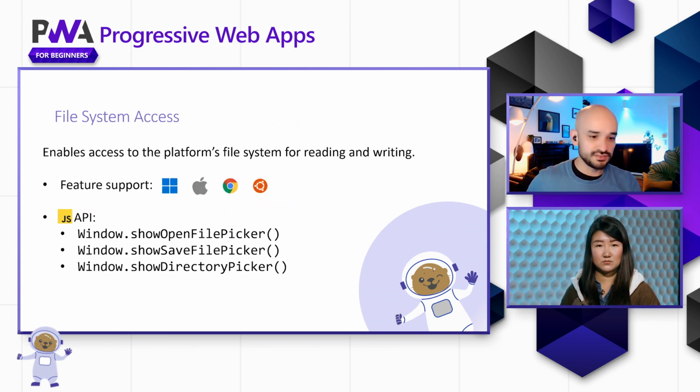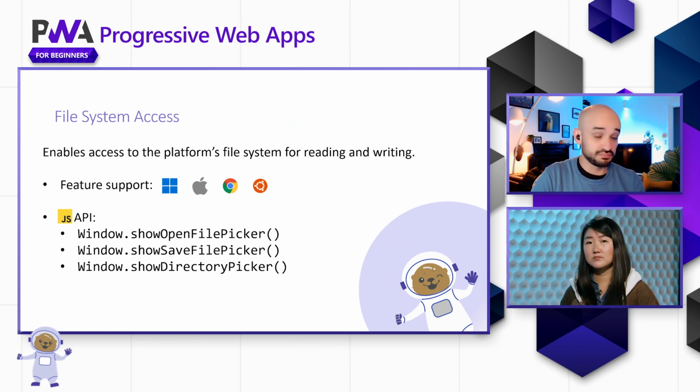So file system access, you nailed this one as well. It enables access to the platform's file system for reading and writing files. Pretty self-explanatory. Feature support is on Windows, Mac, Chrome OS, and Linux. There are pretty much just 3 APIs that allow you to open a file picker, save a file picker, and show a directory picker.